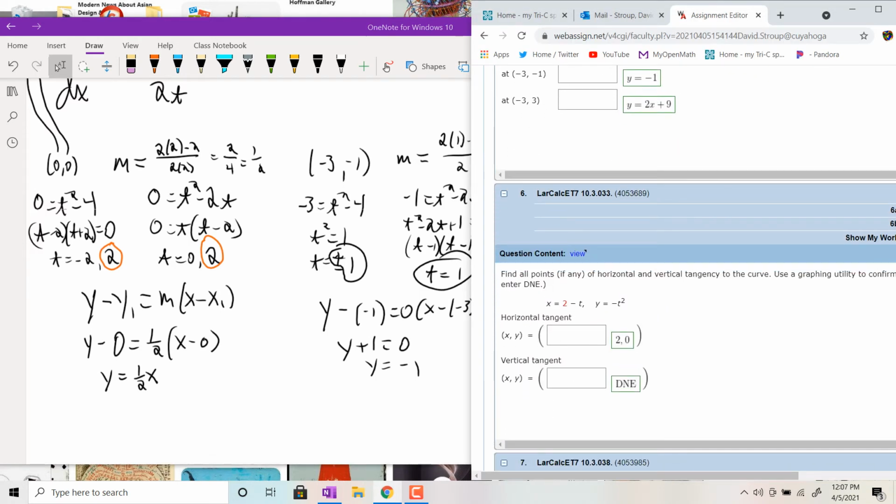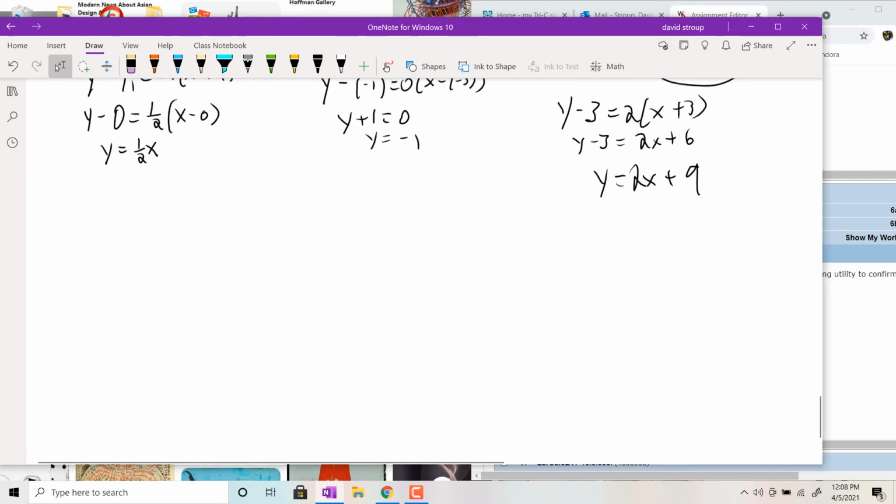Okay, the next one, find all horizontal and vertical tangency lines to the curve. So the thing about working with parametric equations, as opposed to just working with the regular derivative, is we're not just interested in horizontal tangents. Horizontal tangents is really important for optimizing functions. So if you remember, the derivative basically would tell us where the maxes and mins were. You just take the derivative, set it equal to 0, find the critical points, do your number line, all that jazz.